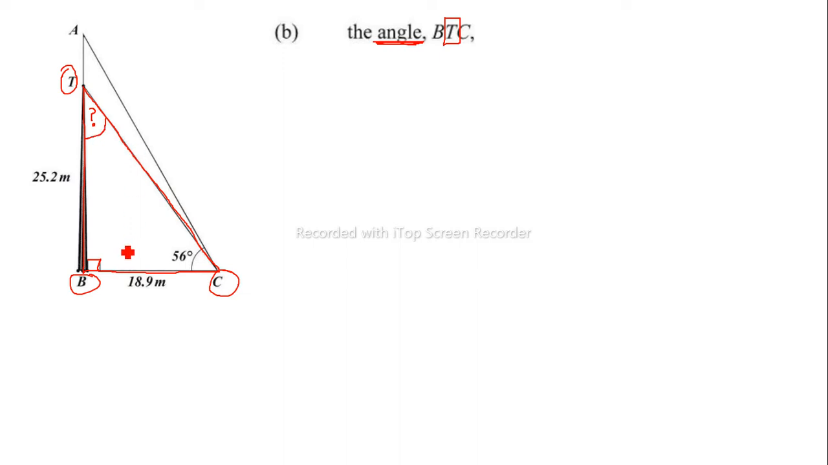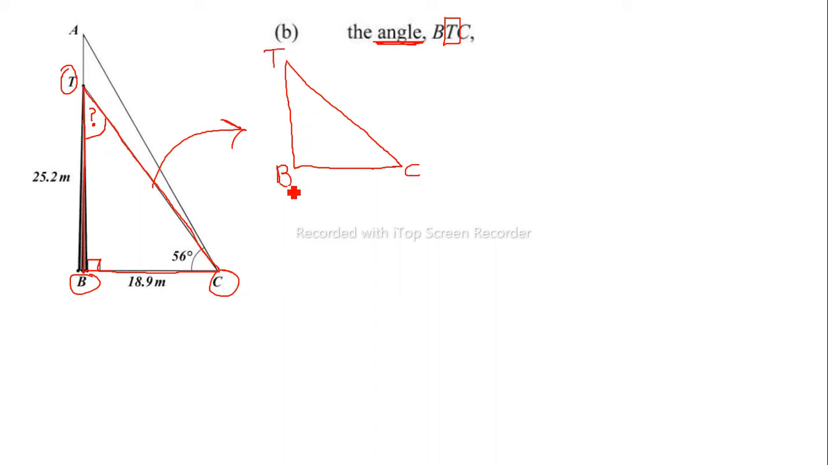Now, let me zoom in on this triangle so we don't get confused. I would advise you to zoom in on these triangles because sometimes you get confused as to which one you're looking at. So zoom in on it and label it accordingly. This is capital B, this is capital C, and this is capital T.